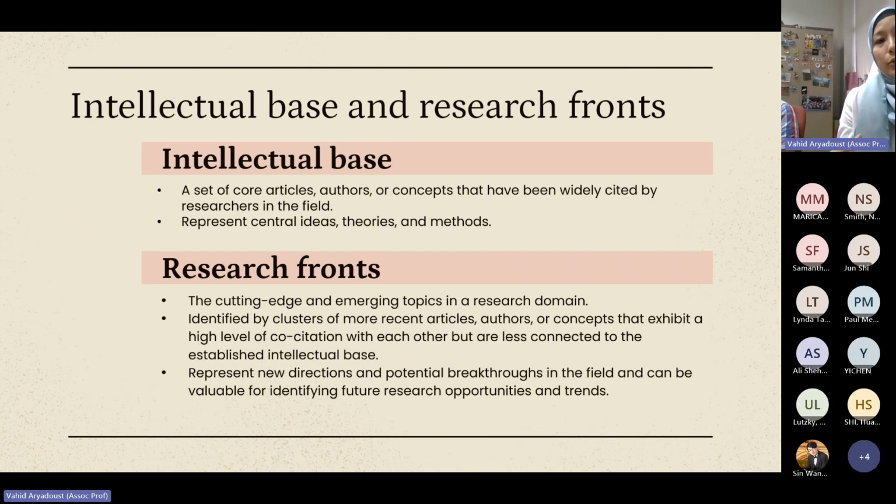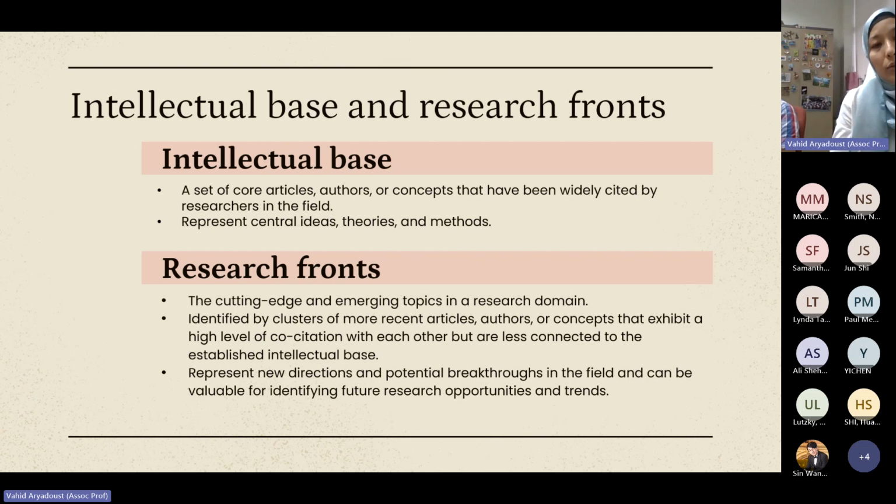So what is an intellectual base? It's basically the core set of articles or authors or concepts that have been widely cited by researchers in the field. And it represents the central ideas, theories, and methods that are usually taught in undergraduate courses, for example. So it's quite easy to identify them when you see them in the cluster.